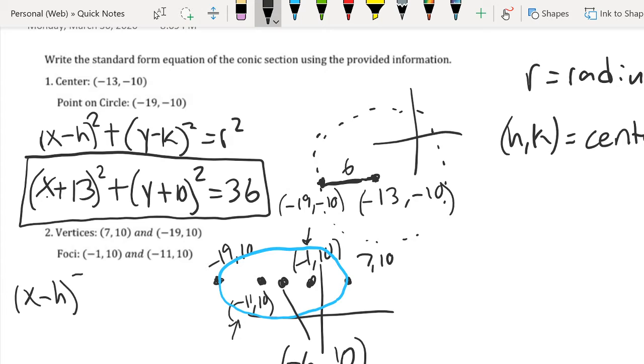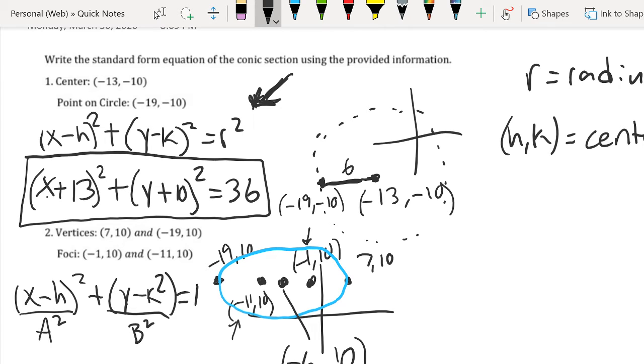It's very, very similar. (x minus h) quantity squared plus (y minus k) quantity squared equals 1 this time. And the reason why it equals 1 is because there's two different radii. So if you were to take the circle equation and divide it by r squared, then you'd have x over r squared and y over r squared. But there's two different radii, one for x and one for y. So instead of calling it r, we call it a and b.